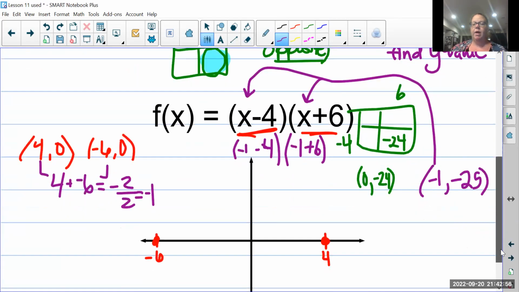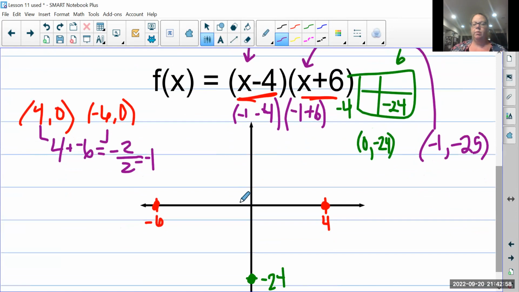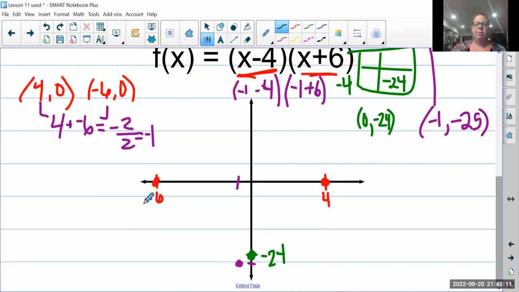All right, so I'm going to graph that point. So -1 would be like here, and then -25 would be here. So my vertex would be like right here. And now I have my 4 points, my 2 x-intercepts, my y-intercept, and my vertex. I use those 4 points to make my parabola.